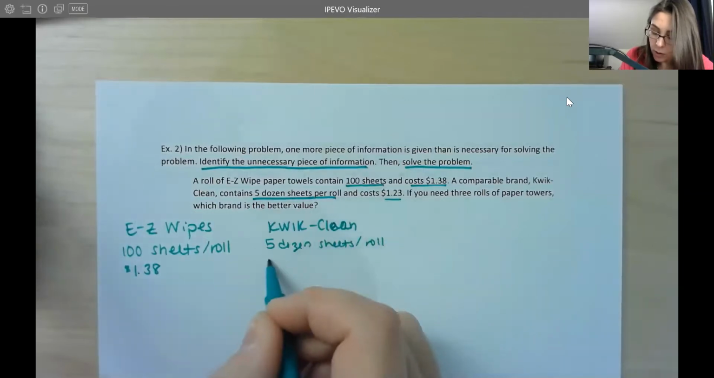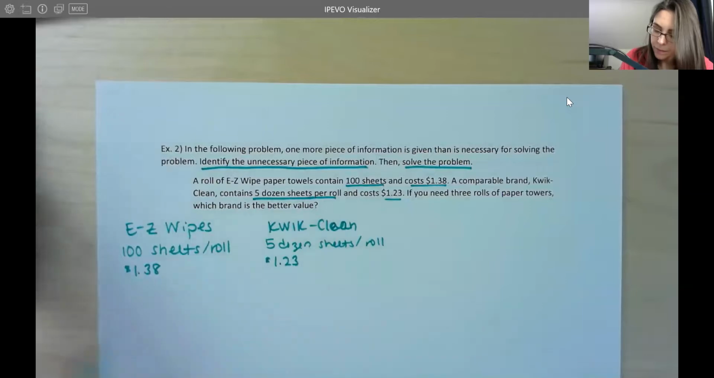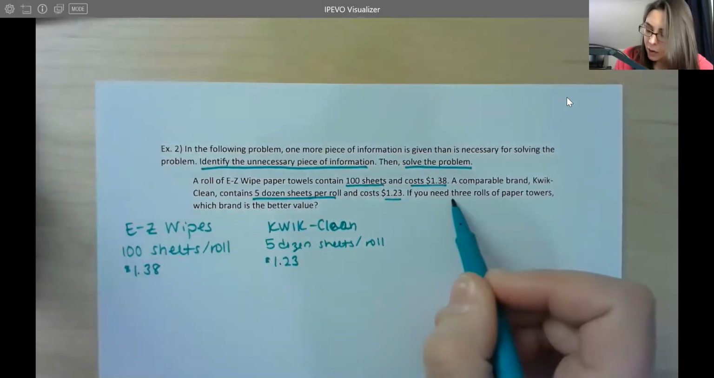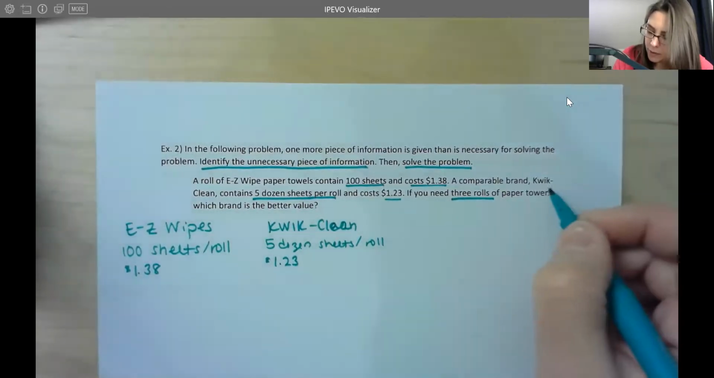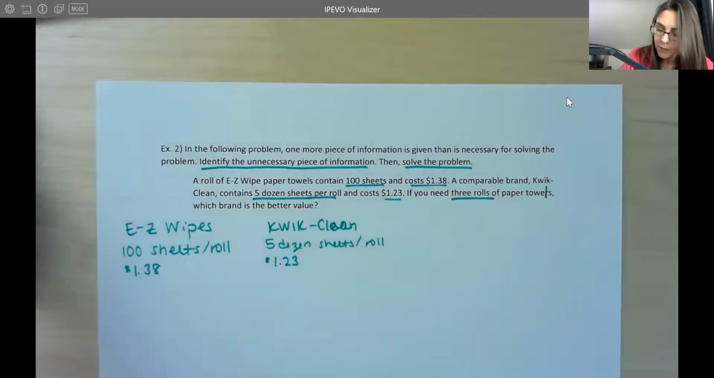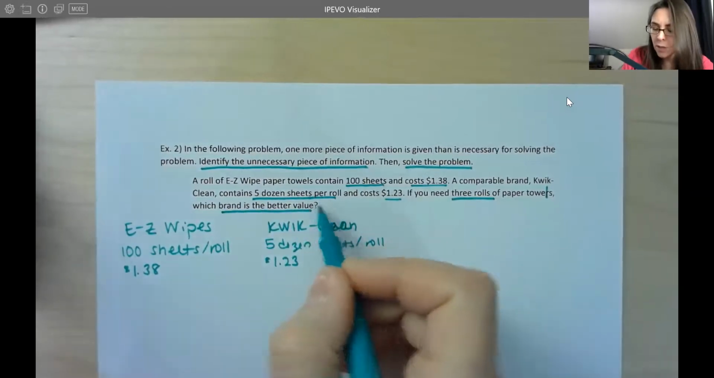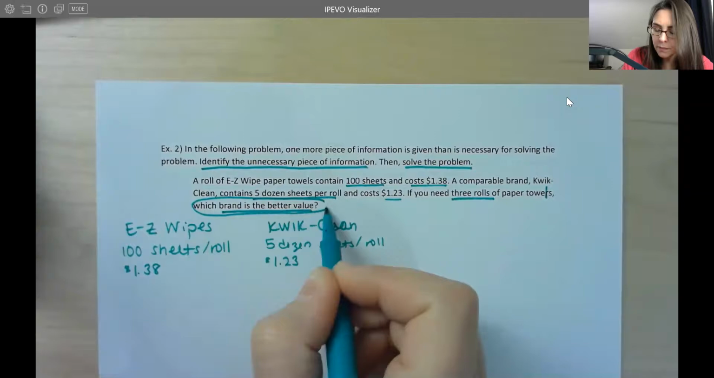And costs only $1.23. If we need 3 rolls of paper towels, not towers, which brand is the better value? So if we're asking which brand is the better value, that's our question, right?